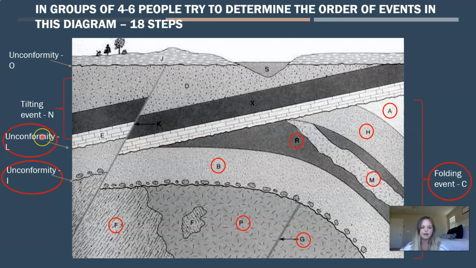Okay, so that's our unconformity L. And then we start to see the deposition of more layers. Note we still have this fault, but if you look, this fault cuts through everything except for J and S. Okay.